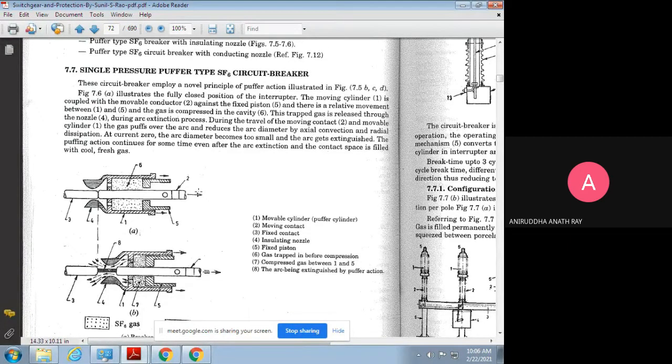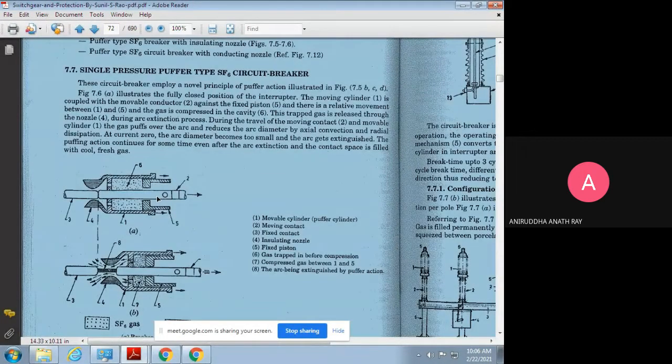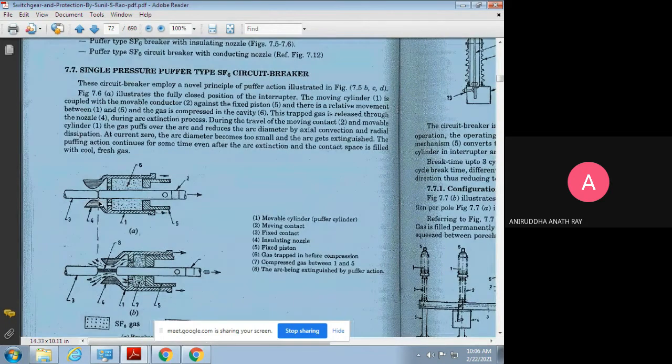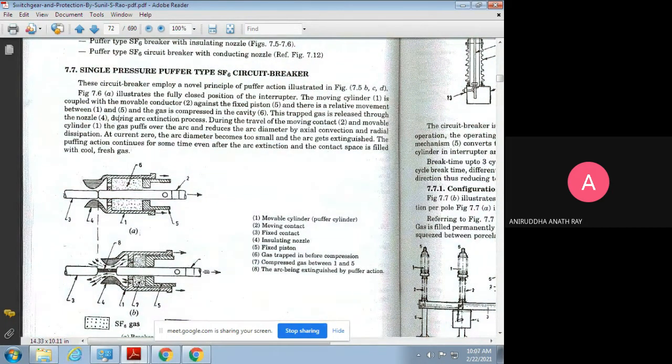That is, the moving cylinder and the fixed piston, and the gas is compressed in the cavity 6. Locate the cavity, this is the cavity. Just visualize, if this is fixed and this entire assembly is moving in this direction, the gas gets compressed inside the cavity. The trapped gas is released through the nozzle 4, this is the nozzle. Once this cylinder moves in this direction and a gap comes over here, the trapped gas is released through nozzle number 4 during the arc extinction process.